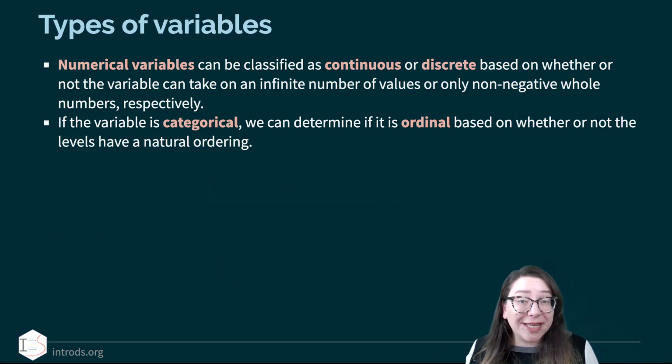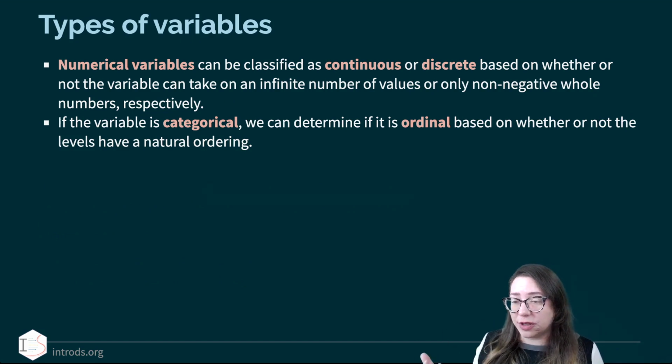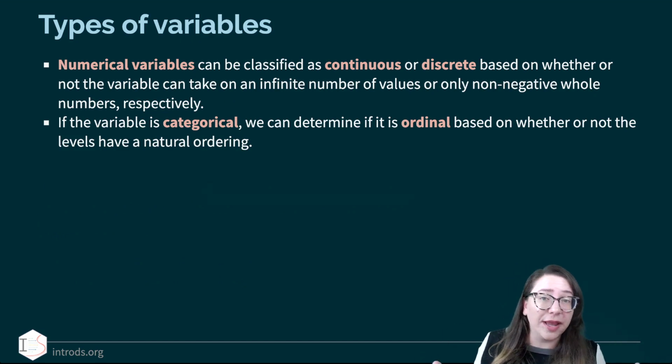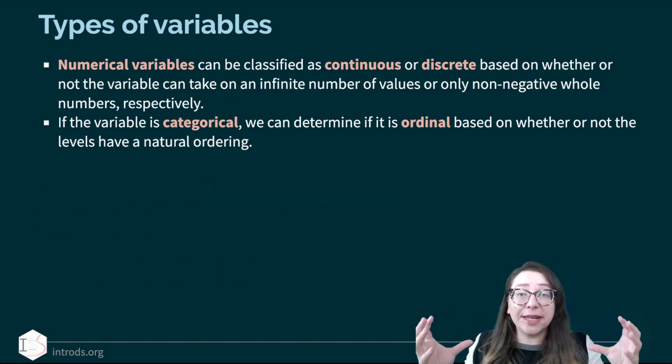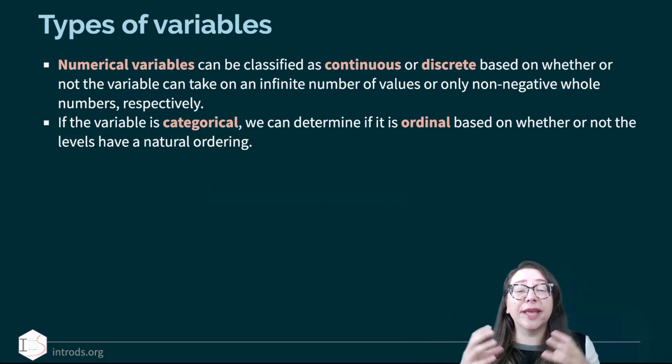If the variable is categorical, then we can determine if it is ordinal or not based on whether or not the levels have a natural ordering. If you think about survey questions, for example, where you're asked to indicate on a scale from strongly disagree to strongly agree, and so it tends to be like strongly disagree, neutral, agree, strongly agree, there's an inherent ordering to those levels. So a categorical variable like that is one that we would say to be ordinal.